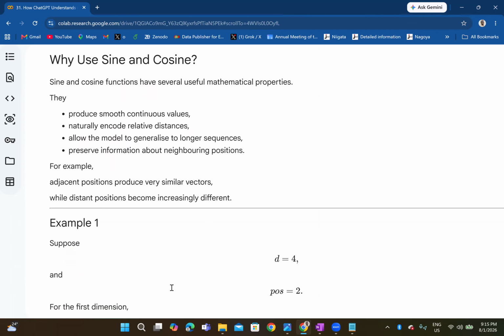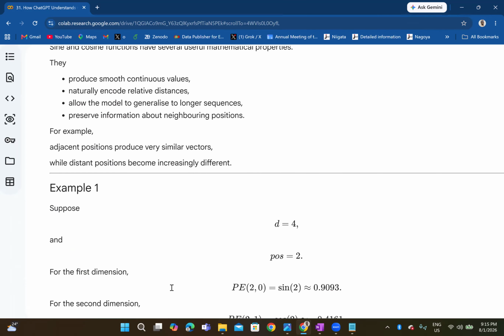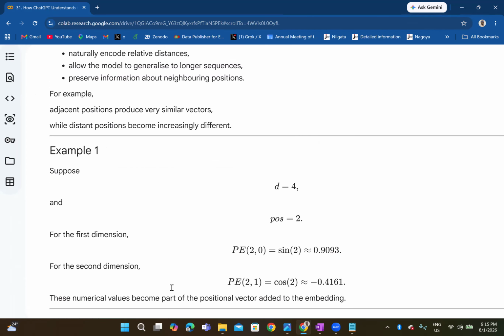Sine and cosine functions have several useful mathematical properties. For instance, they produce smooth continuous values and they naturally encode relative distances, allowing the model to generalize to longer sequences and preserve information about neighboring positions. For example, adjacent positions produce very similar vectors, while distant positions become increasingly different. Suppose d is equal to 4 and position is equal to 2.